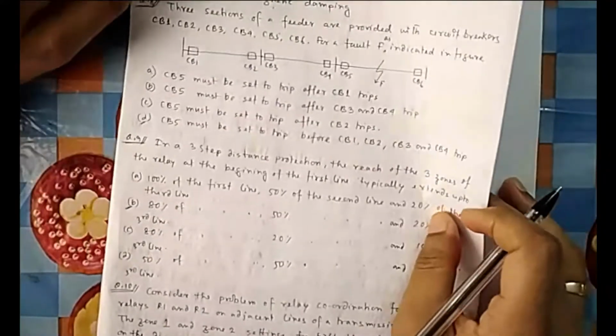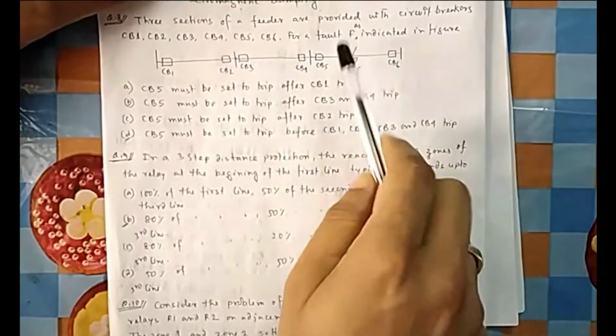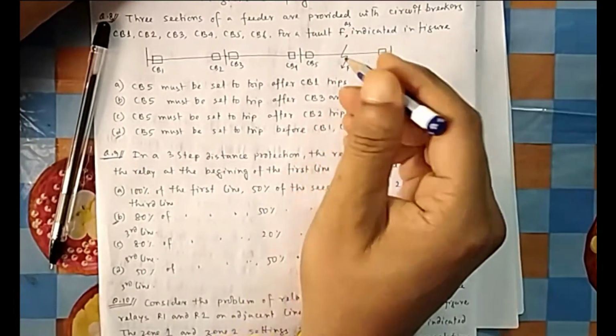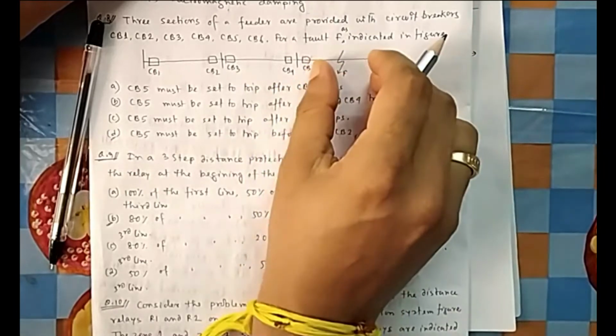Question number 8. 3 sections of a feeder are protected with circuit breakers like this. Now you see there is a fault here. Let me do it here itself. There is a fault at F here. So for the F fault, which relays should trip? This and this first. Very fast, this should trip so that this line gets isolated. The rest should stay the same.